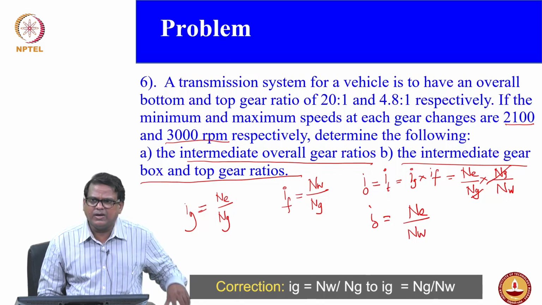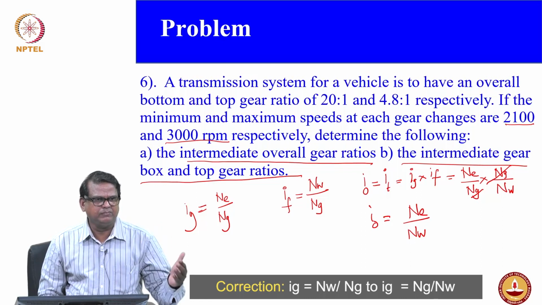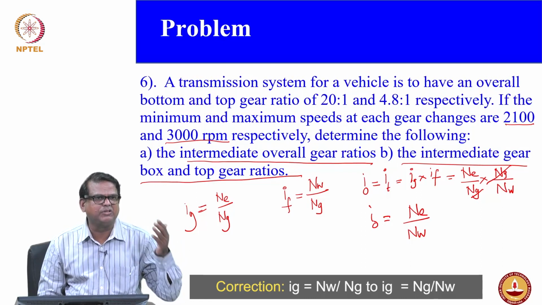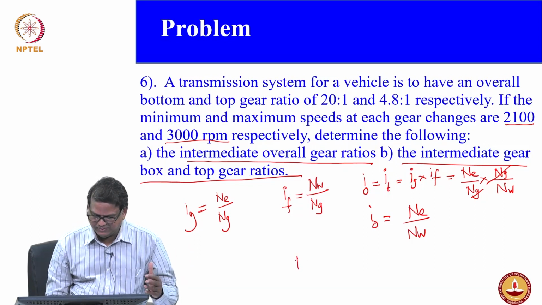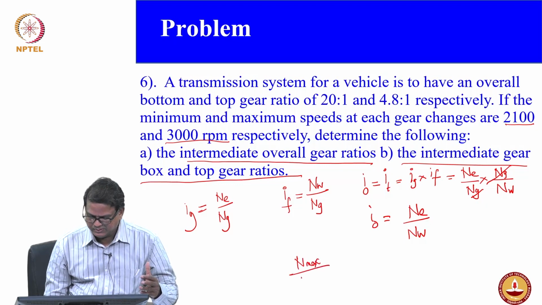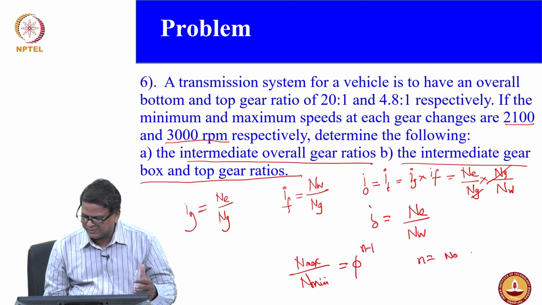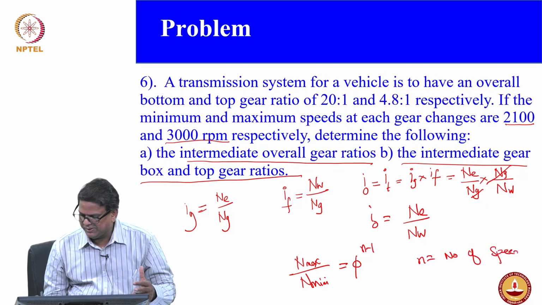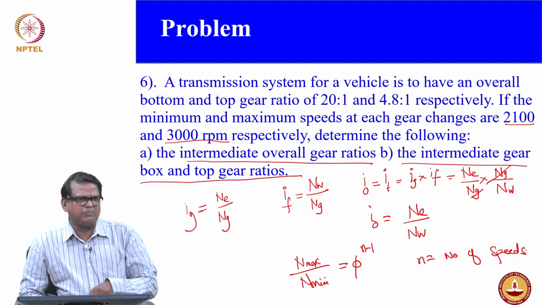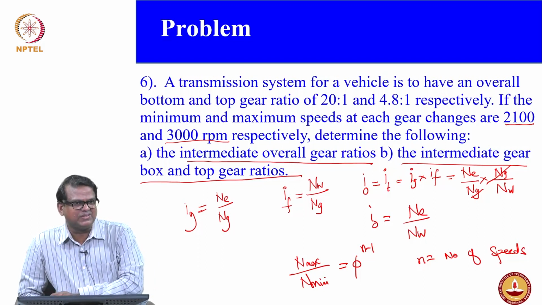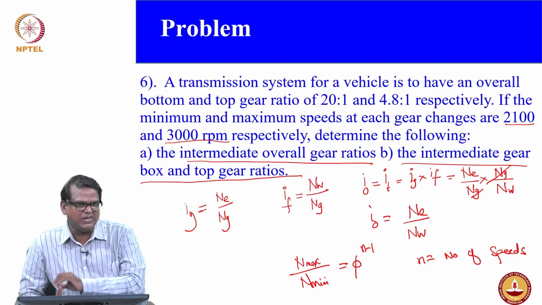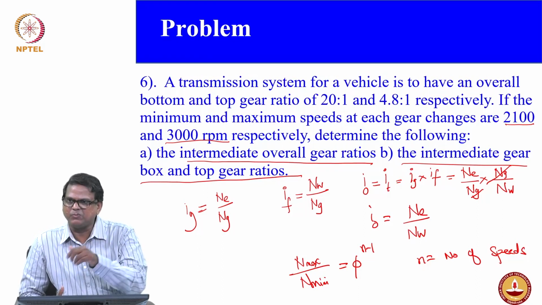Now I want to give some information. In the machine tool gearbox we had a step ratio, psi, right. What we got, remember, n max by n minimum is equal to psi power of n minus 1, where n is the number of speeds. This formula is applicable only for speed, whereas the problem is given as a ratio. So there is a slight change in the equation, which I am going to explain now.